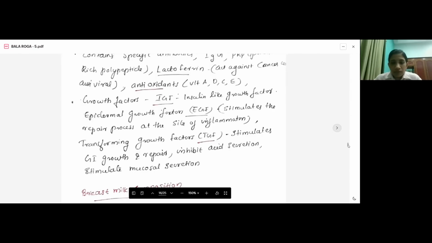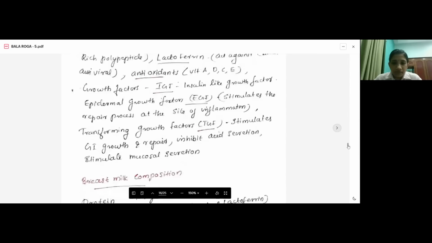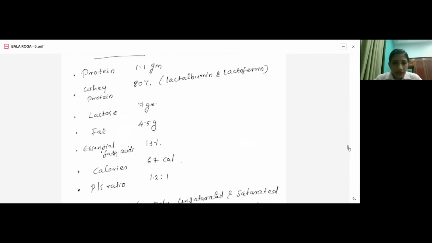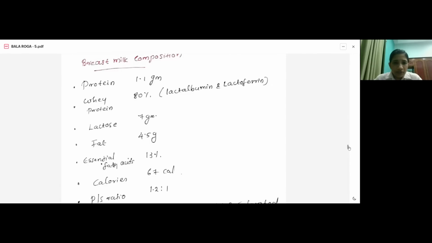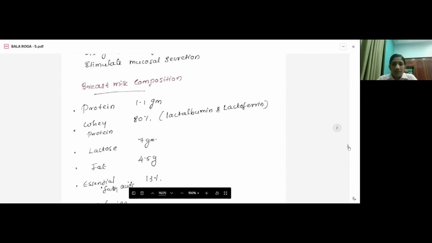Then we are moving to the breast milk composition. In breast milk, the main content is lactose, 7 gram, and the fat is 4.5 gram, and the protein is 1.1 gram, and it also contains whey proteins. That means a combination of lactalbumin and lactoferrin, that is known as whey protein.